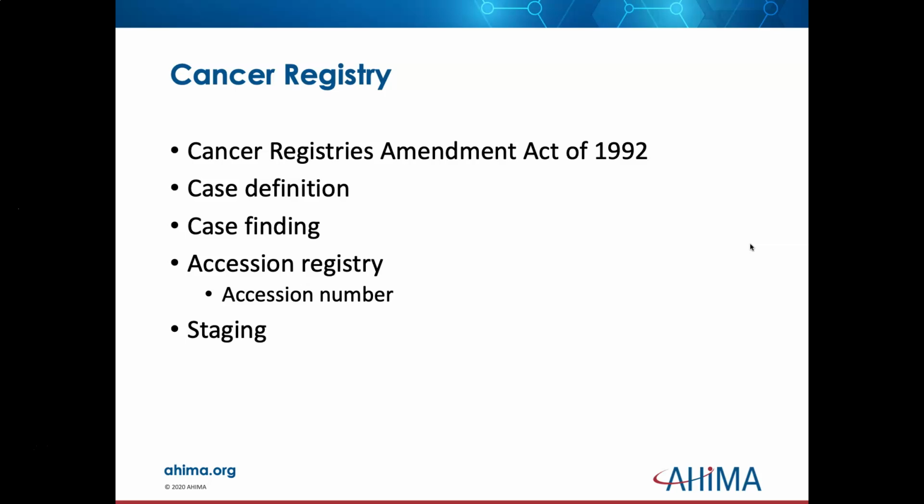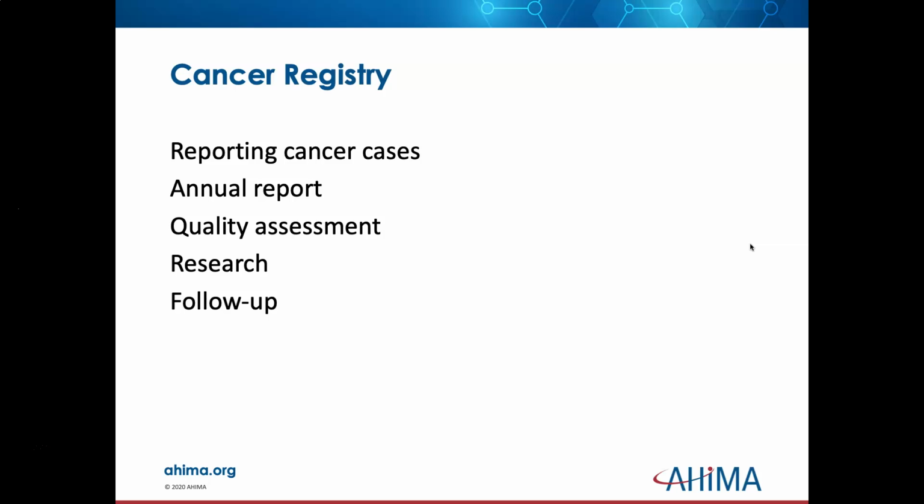Cancer registries developed through the Amendment Act of 1992. They look at case definition, case finding. They have to have an accession registry with an accession number, and all of the cases have to be staged. And as we go further into this, you'll learn more about that. They report cancer cases, they do an annual report, they have quality assessment activities, they do research, and they follow up on patients. They follow patients until they die.